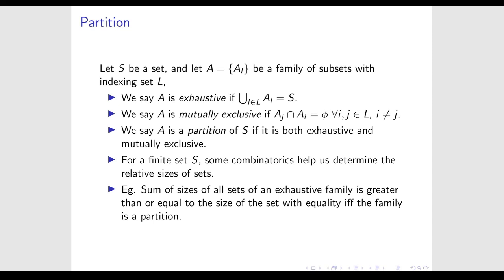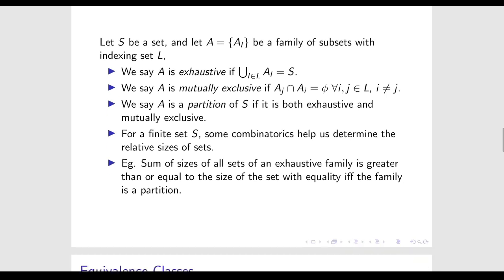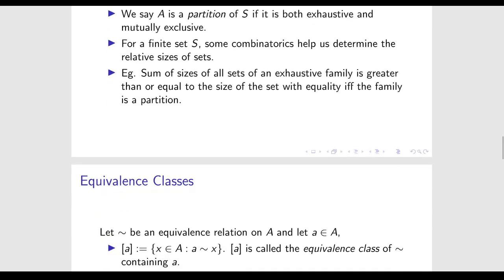For a finite set S, using some combinatorics, we can determine the relative sizes of sets. For example, we can show that the sum of sizes of all sets of an exhaustive family is greater than or equal to the size of the set, with equality if and only if the family is a partition. Such results help us in computing or approximating sizes of sets, as well as in probability to compute numerous probabilities.